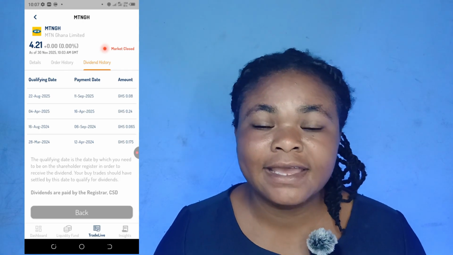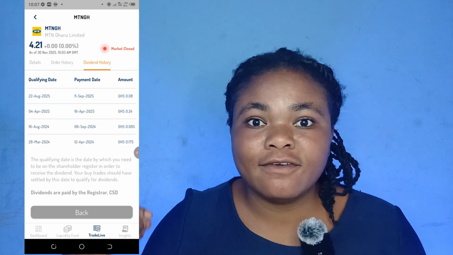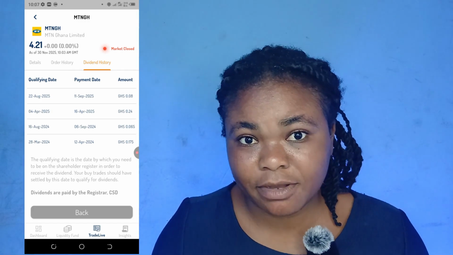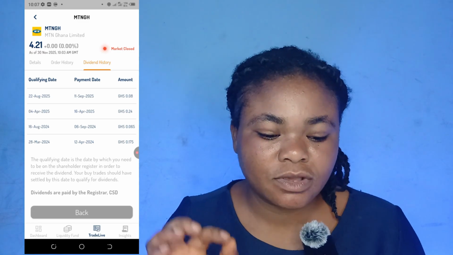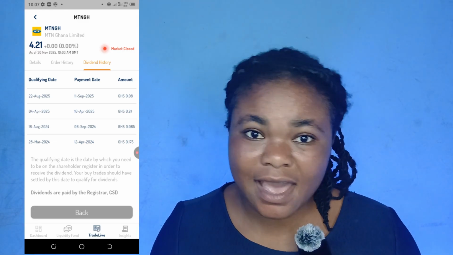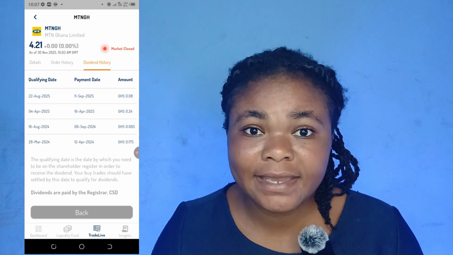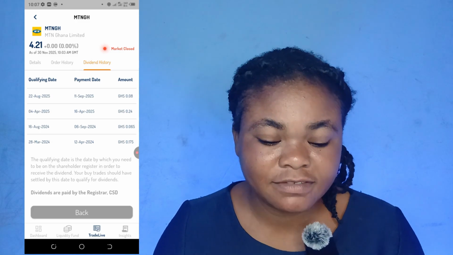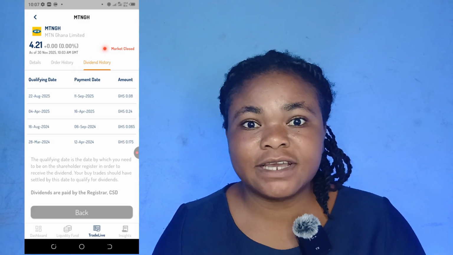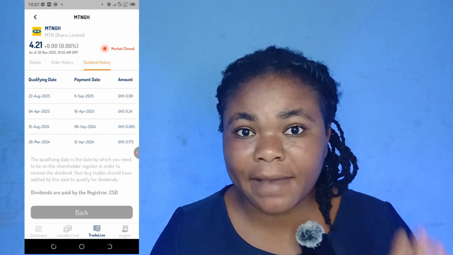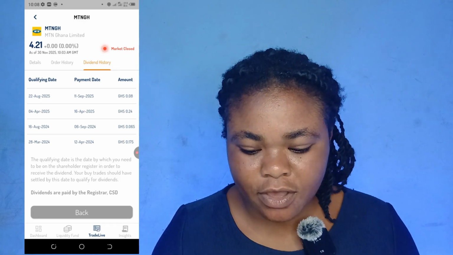Okay, so when you buy the stock on 22nd, you qualify for 11th September. So when they are paying the dividend, you will get some. But when you buy it on 23rd, 24th, 25th August, when they are paying the dividend on 11th September, you are not going to get some, because you didn't buy it on the qualifying day. So that's how stocks work.